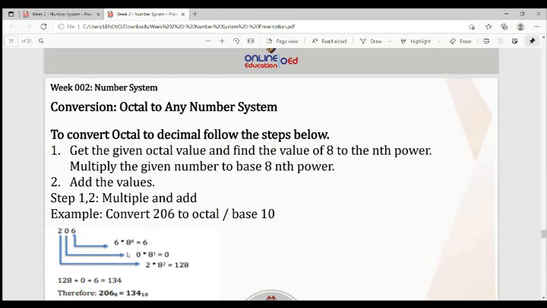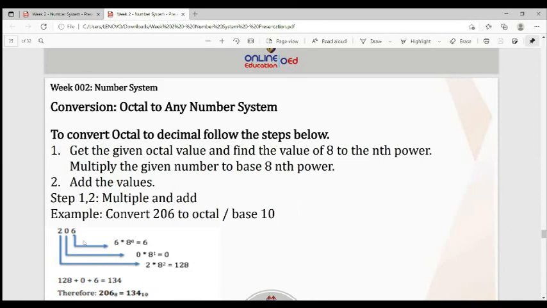So 6 times 8 raised to, so this, yung first digit, meron siyang weight na 8 raised to 0. The other one is 8 raised to 1 and then 8 raised to 2. So for the first one, 8 raised to 0, any number that is raised to 0 is equal to 1. So 1 times 6 is equal to 6. Then on the second digit, since this is 0, any number that is multiplied by 0 is still 0. So wala siyang value, 0.